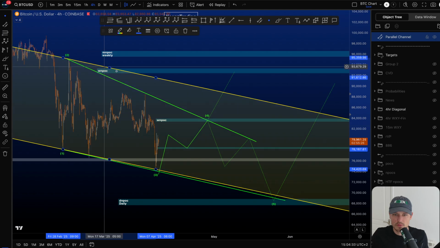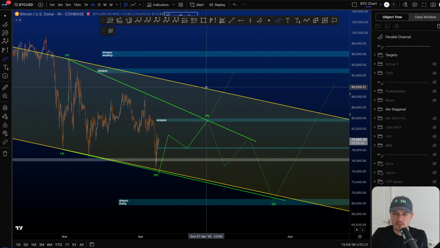One second, preparing it for you guys. So the invalidation for this scenario is price moving all the way here to like 89, right?